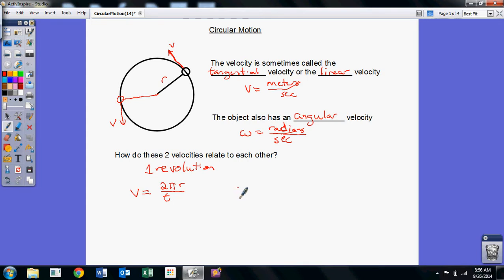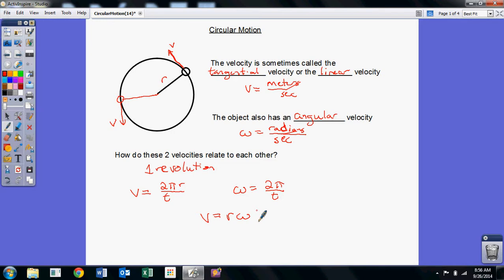I know the angular velocity: one circle sweeps out an angle of 2 pi radians, so that would just be 2 pi radians over t. What you can see is they're nearly identical. We can easily come up with this relationship. You can see just by inspection here that the linear velocity is equal to the radius times the angular velocity. So that's a concept I want to bring up here.